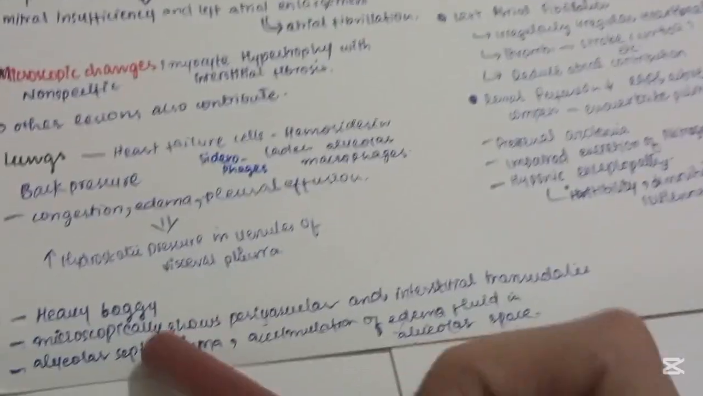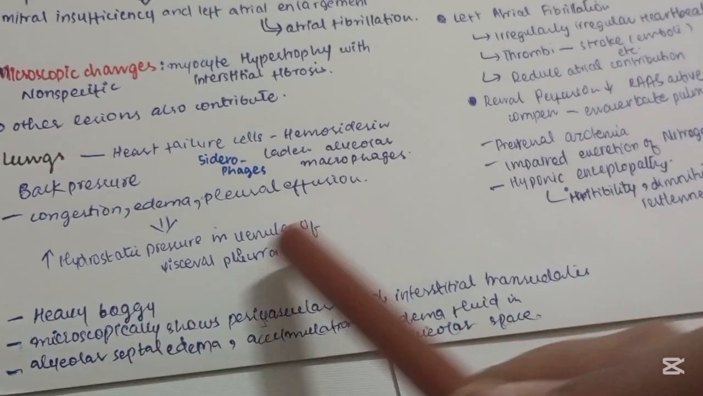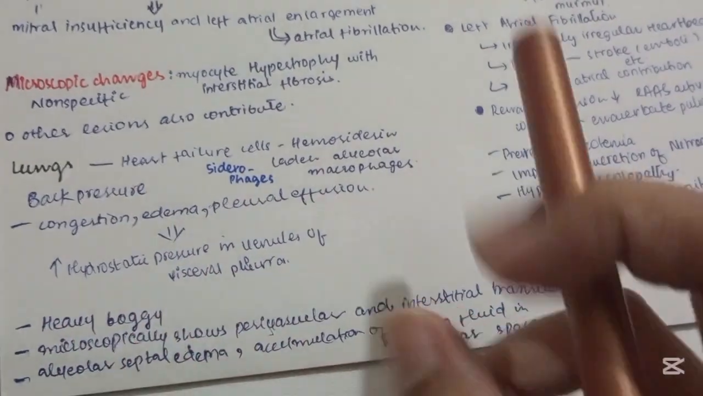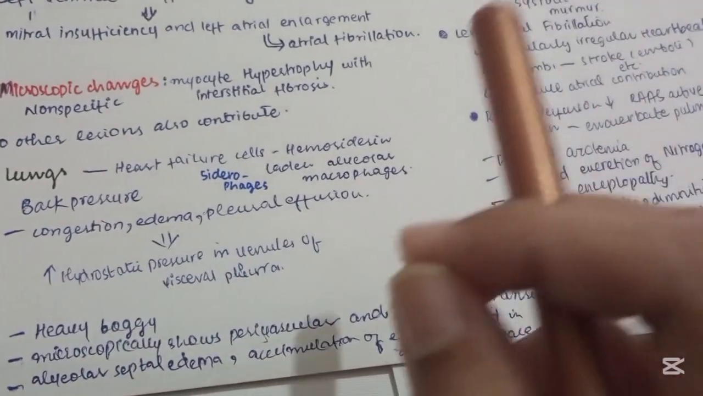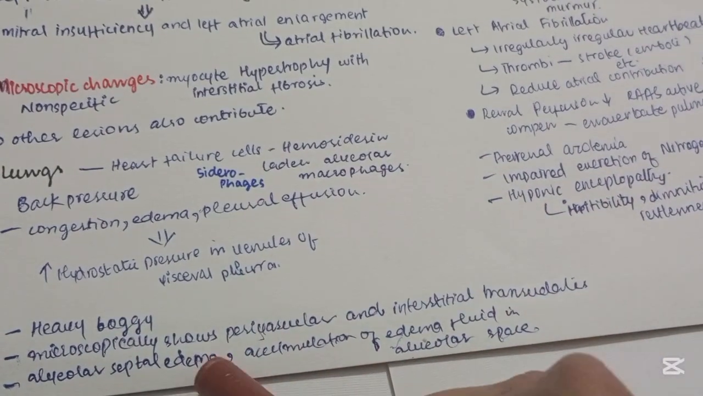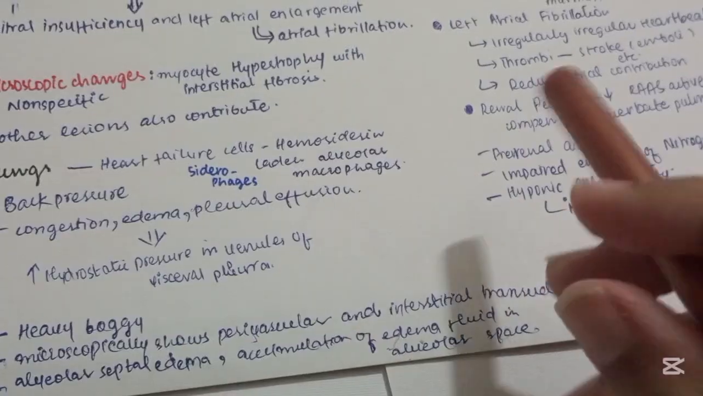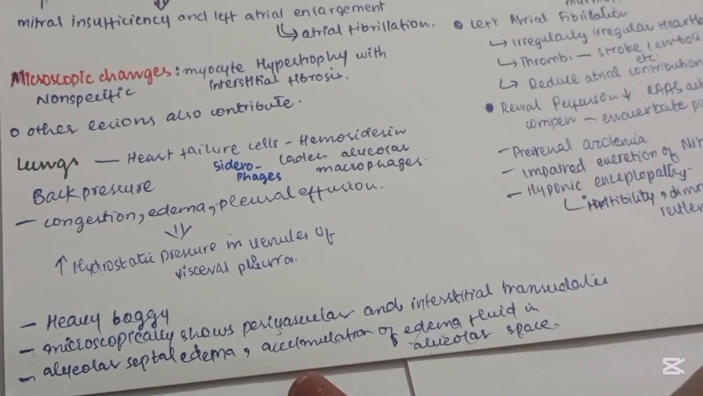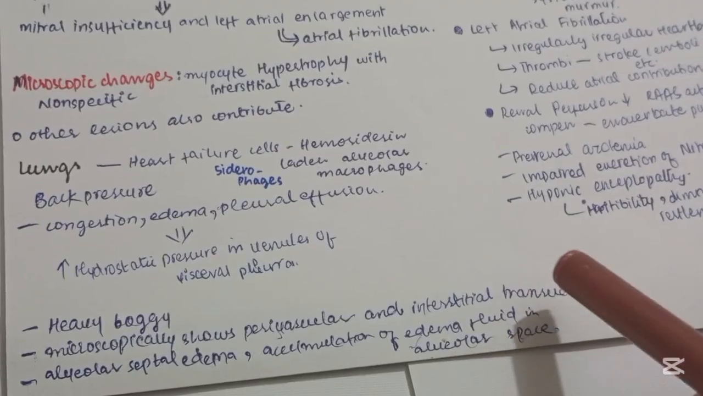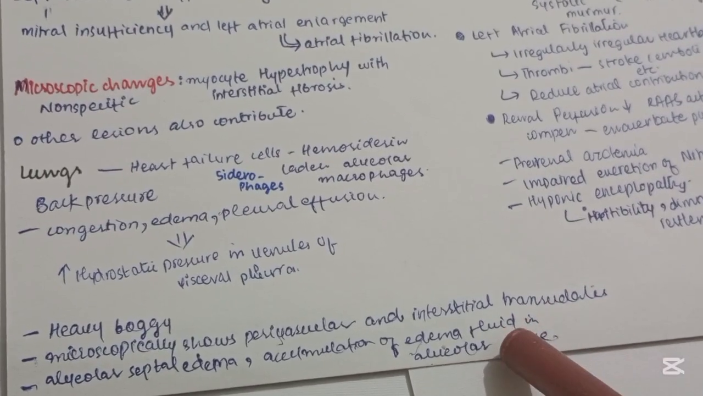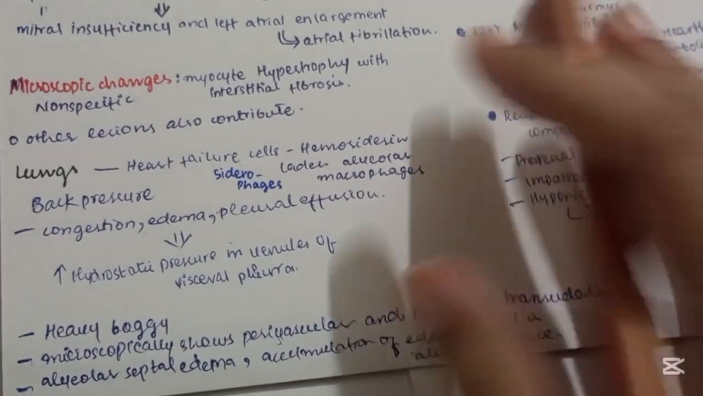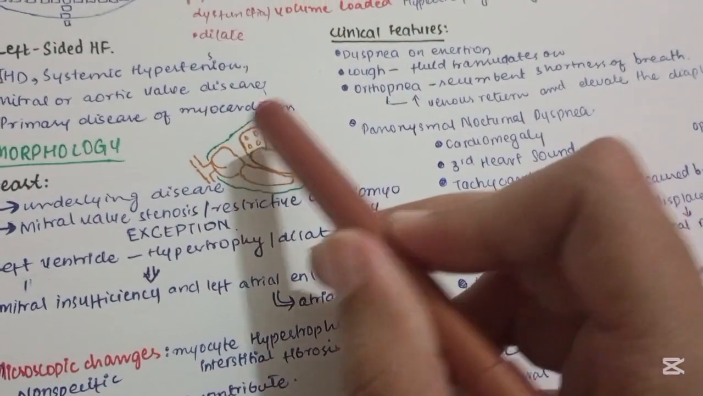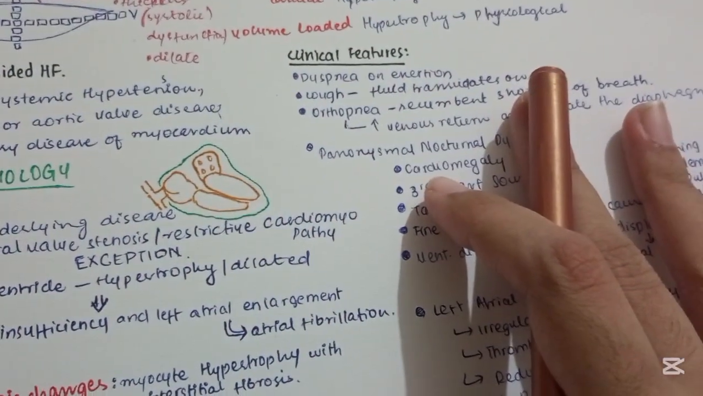So there will be increased hydrostatic pressure in the venules of the visceral pleura, and our lungs' appearance becomes heavy and boggy, and microscopically it shows perivascular as well as interstitial transudates. Alveolar septal edema and accumulation of edema fluid in the alveolar space can also occur. So all these changes are because of increased backup pressure in the pulmonary veins.